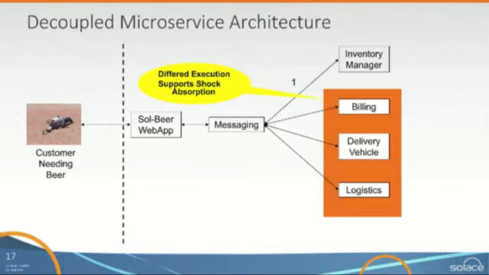Well, instead of having to scale all of the services for that peak load, you really only need to scale up your web application and your inventory manager to handle the peak load. And then ultimately, behind the scenes, the billing, the logistics, and the delivery vehicle aspects really can be kept at sort of average scale, and that saves a lot of cost and provides a more robust fault-tolerant architecture.